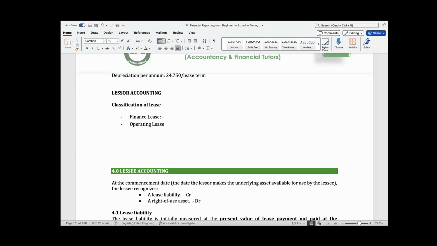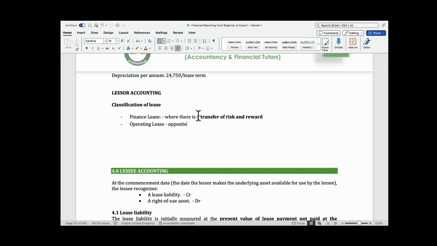So the starting point is this. A finance lease is where there is a transfer of risk and reward. That's a finance lease, where there is a transfer of risk and reward attributable to the asset. So the key words are transfer of risk and reward. The opposite of what I just said is operating lease, where there is no transfer of risk and reward. That's operating lease.